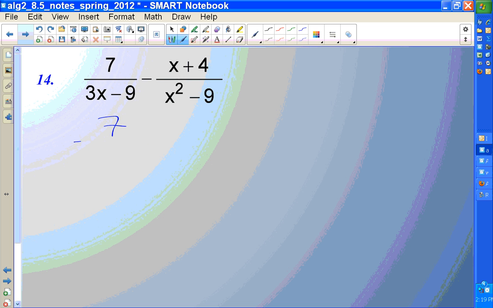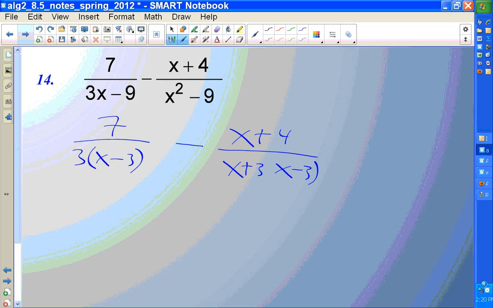So this is going to be 7 over 3 times x minus 3, minus x plus 4 over x plus 3, x minus 3. Personally, I can't leave it like that. I do this so that I remember I can't cross out an x or a 4. It's an x plus 4. It's already factored. We're good to go. What is my LCD going to be? And be careful on this one.